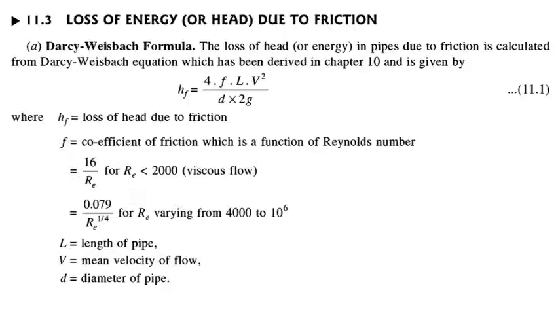So let's see about the loss of energy due to friction. To find out the loss of energy due to friction from the Darcy Weisbach formula, use this equation, where hf is the loss of head due to friction, f is the coefficient of friction, which is a function of Reynolds number.